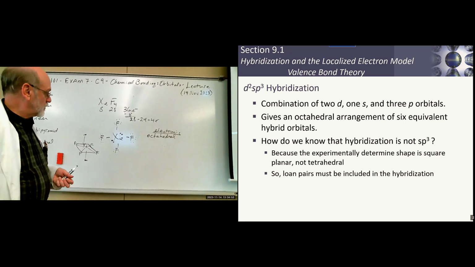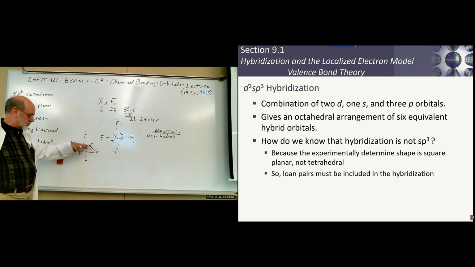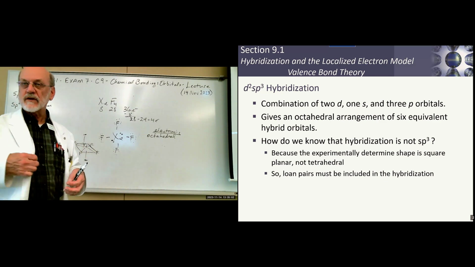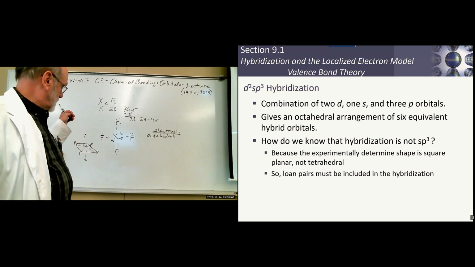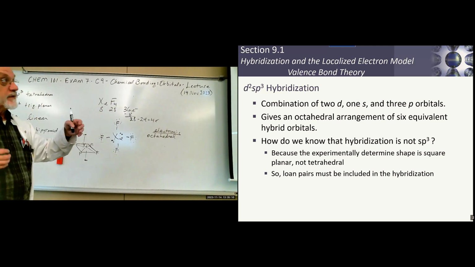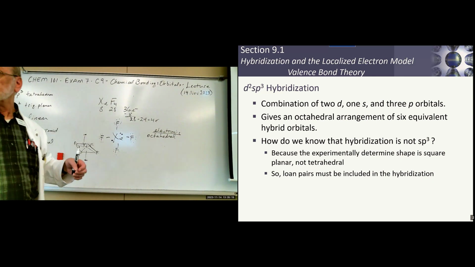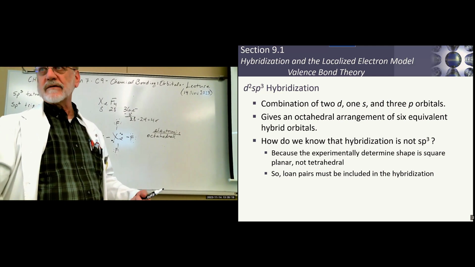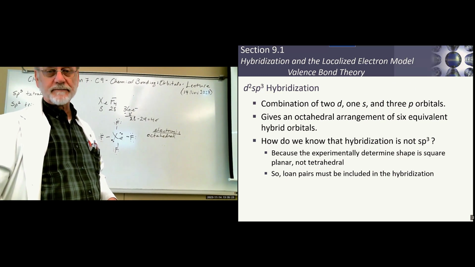So in that case, we have to include the lone pairs in the hybridization in order to get this square format and 90-degree bond angle. That's the only way we can come out with this shape and agree with the localized electron model and hybridization at the same time to answer the question, why are the bonds 90 degrees? That's the only way you can get 90 degrees out of this situation.